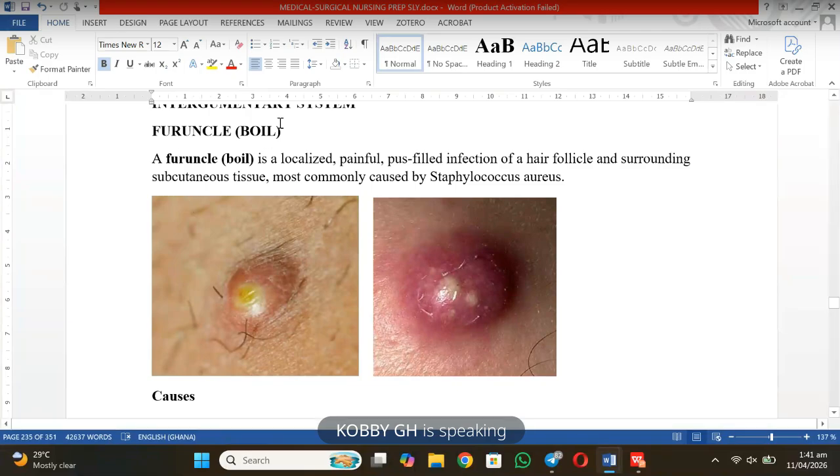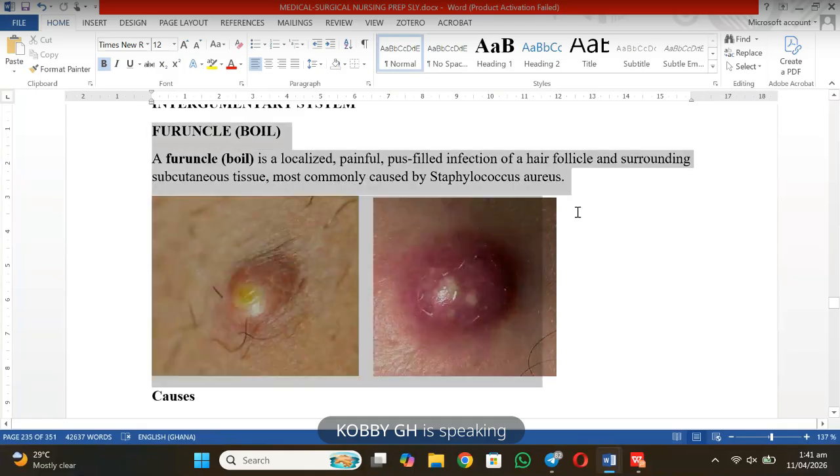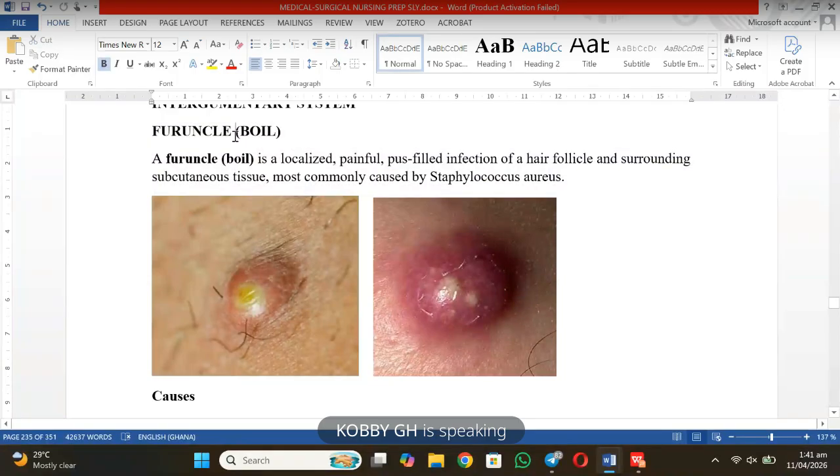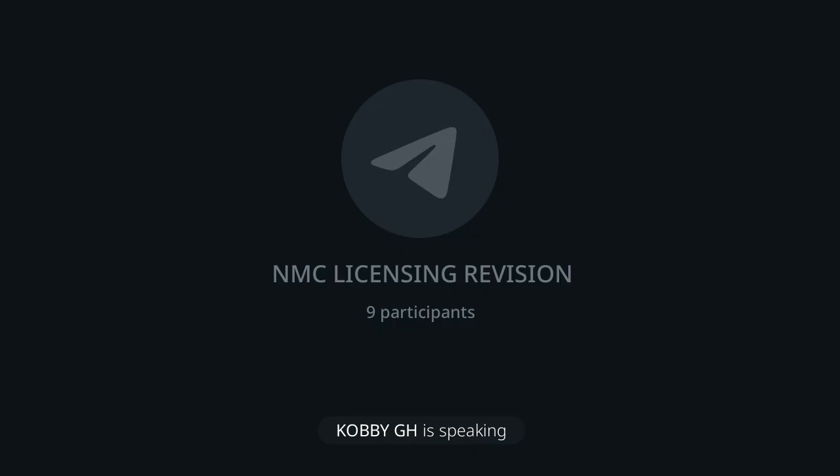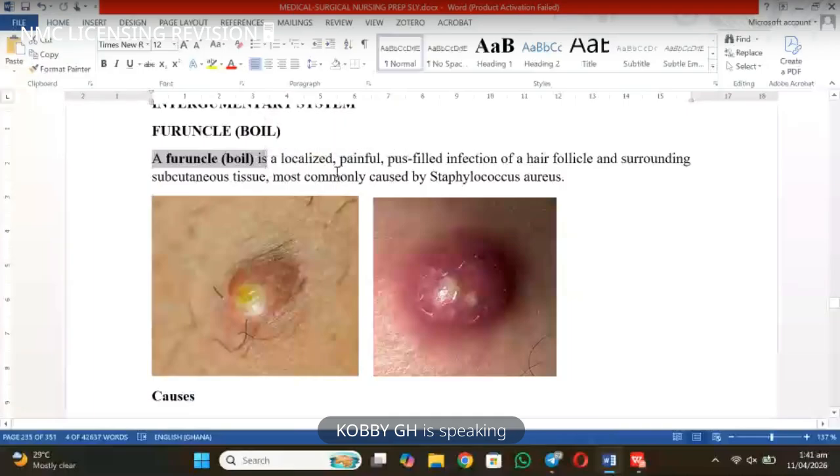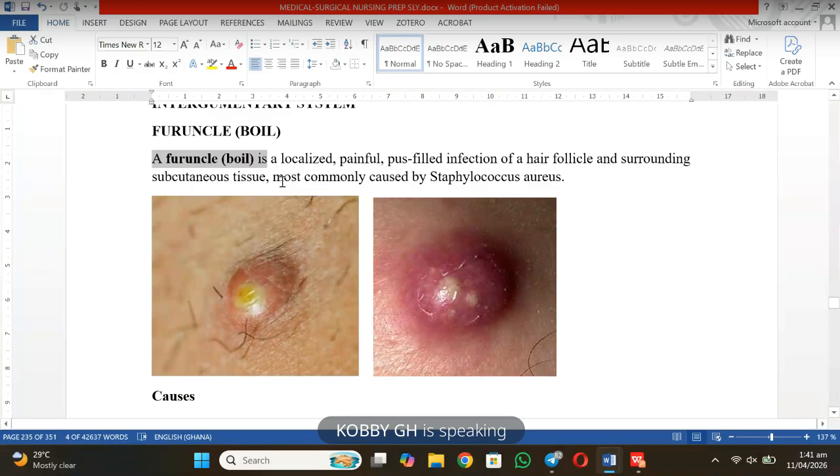Good, yes. So with the integumentary system, we will first of all look at this condition. The furuncle or a boil is the same thing. Now, in going through, I'll highlight some key points that would help you to remember if you come across these conditions in the exams. If you look at a furuncle, it's simply a localized, painful pus-filled infection of a hair follicle and surrounding subcutaneous tissue.